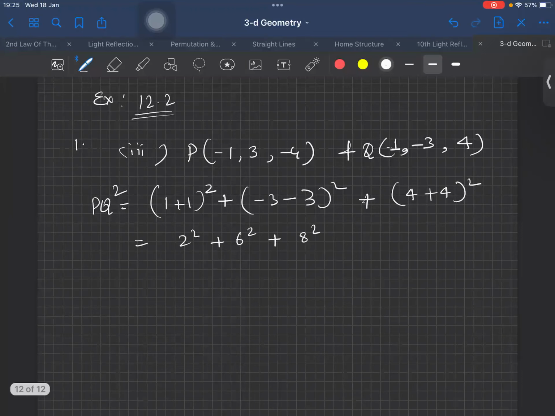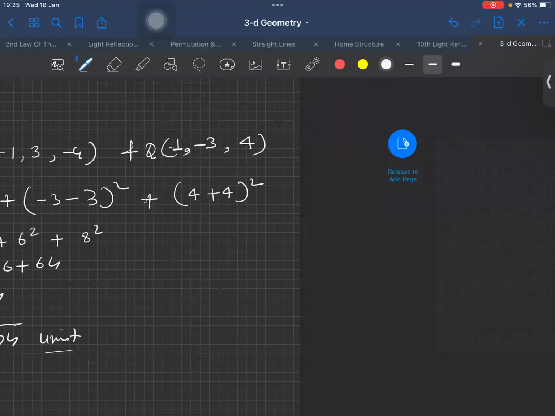Right? How much will this be? 4 plus 36 plus 64. How much will this be? 104. Root 104, right? Yes, 104. So PQ will be the square root of 104 units. I hope this is very easy.